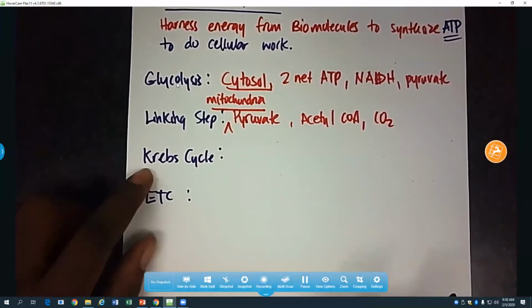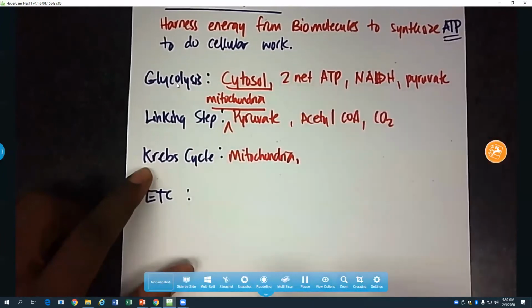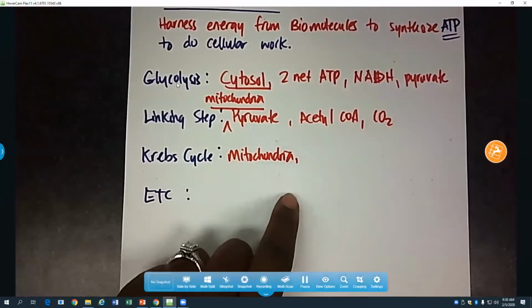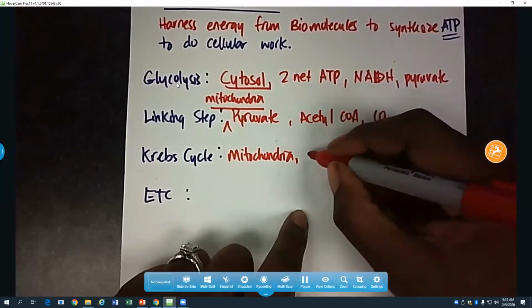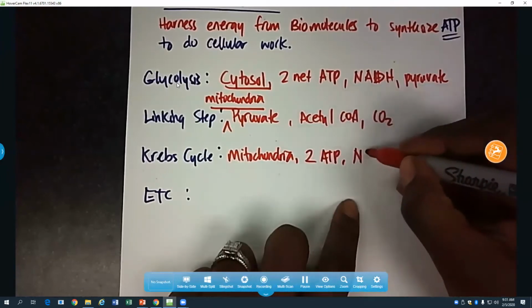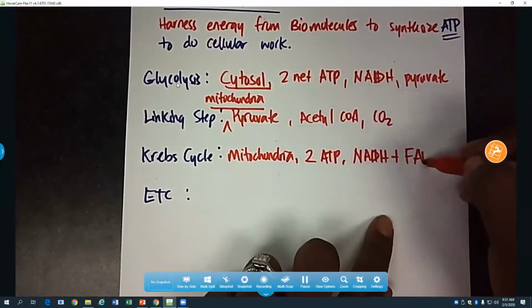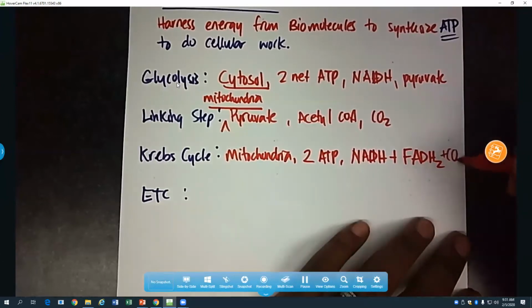Okay. The Krebs cycle, we know, also takes place in the mitochondria. Here we use this acetyl-CoA that was produced, right? It comes down to this Krebs cycle. And what we yield is some more ATP. We also yield some NADH in the reduced form. And then we also yield another carrier that helps with shuttling electrons as well. And then some carbon dioxide.